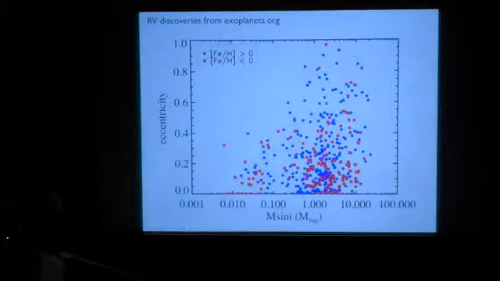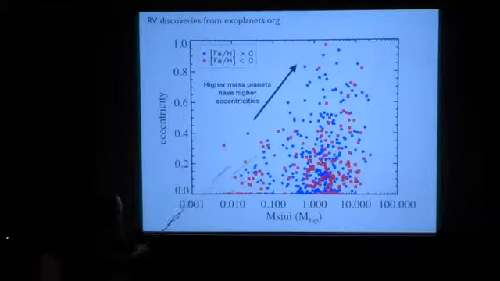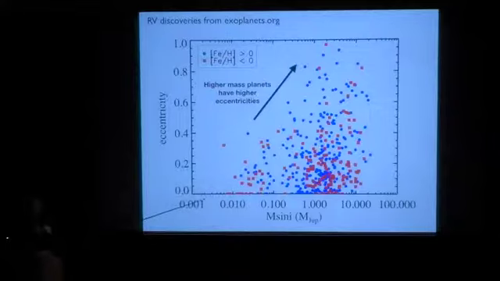All right, let's look at this one more way. Here's mass of your planet. Again, this is radial velocity planets, eccentricity. Check it out. Eccentricities are higher for higher mass planets. That's kind of weird, actually, right? Wouldn't you expect the lower mass planets to have the higher eccentricities because they can be scattered more easily? Well, they don't.